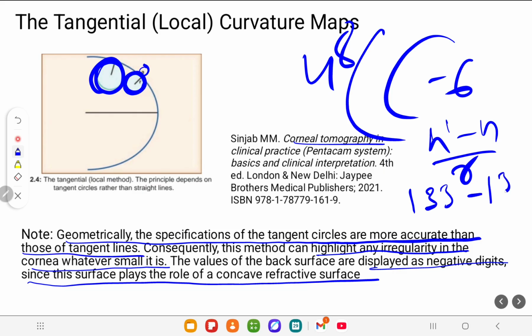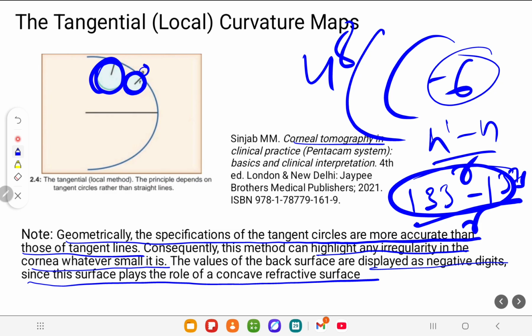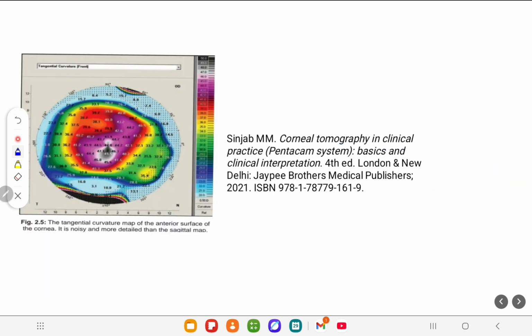1.33, and 1.376 divided by whatever r is, actually minus. So the back surface is minus. Okay, so the back surface of the cornea is minus. I think I have made it clear when I talked about it in optics class. So can you see here?